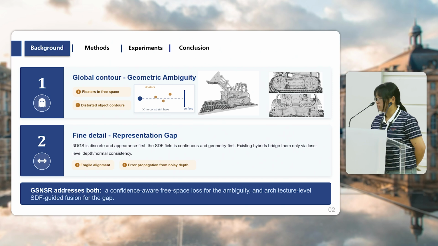Second, how do we recover the detail? The natural idea is to use 3D GS to guide the SDF, but the 2 representations are very different. 3D GS is discrete and appearance first, while the SDF field is continuous and geometry first. Existing hybrid methods bridge them only at the loss level through depth or normal consistency. This alignment is fragile. Once the 3D GS depth is noisy, the errors propagate into the SDF, and optimization only makes it worse. So the real question is how to fuse them without carrying the errors along.